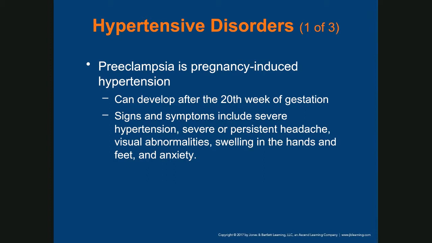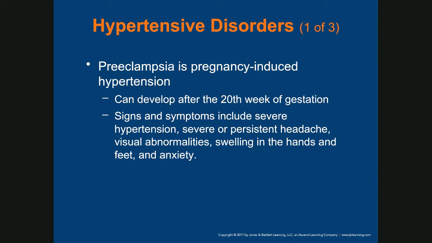They will also start to spill protein in their urine. They start to get fluid accumulating in the legs. They can start to develop light sensitivity or visual disturbances, right? But one of the key things you need to look for is the elevated blood pressure, right?